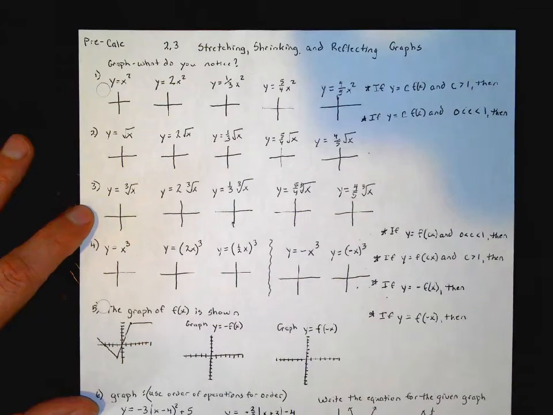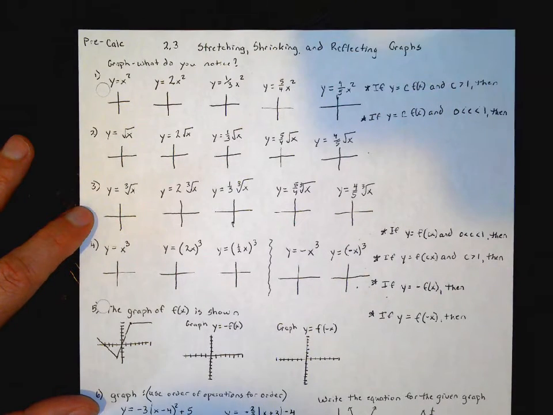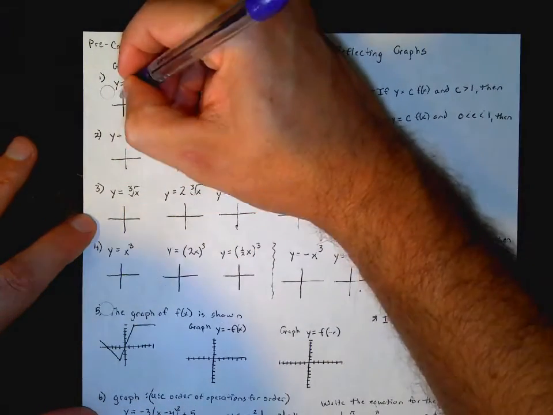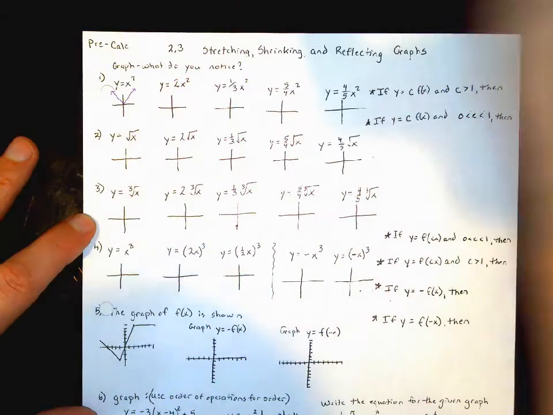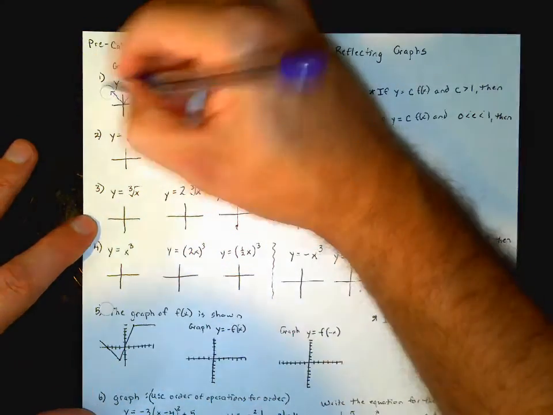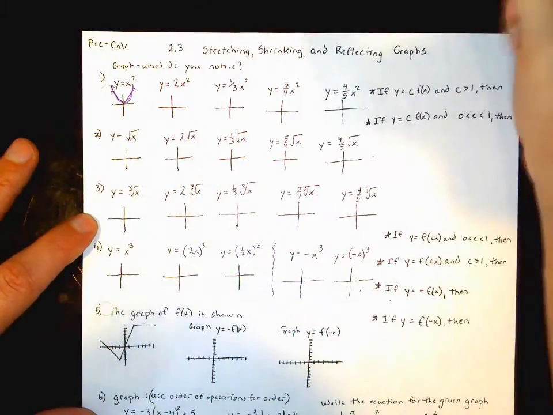Okay, in notes 2.2, we talked about shifting them right and left, and up and down. Then we're going to talk about shrinking, stretching, and reflecting those graphs. Okay, so y equals x squared. We had talked about it as a U shape. Okay, y equals x squared.